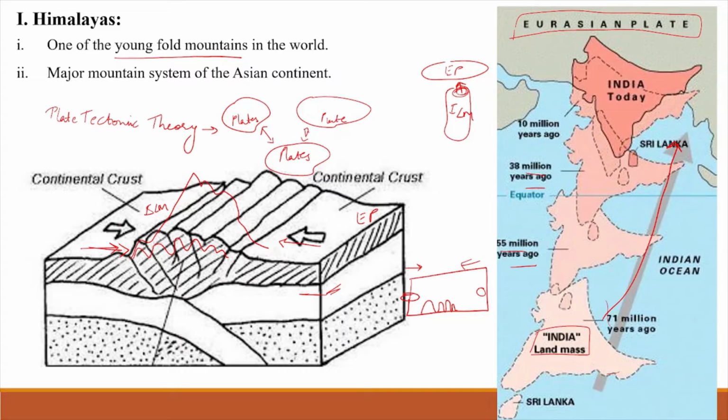Okay, it is a major mountain system in the Asian continent because it has the Himalayas. We know Himalayas has the highest peak. So in the Asian continent, it is one of the major mountain systems. So this was the formation of the Himalayas. It's not mentioned in your textbook. It's just taught to you for a better understanding and to have a base of it.